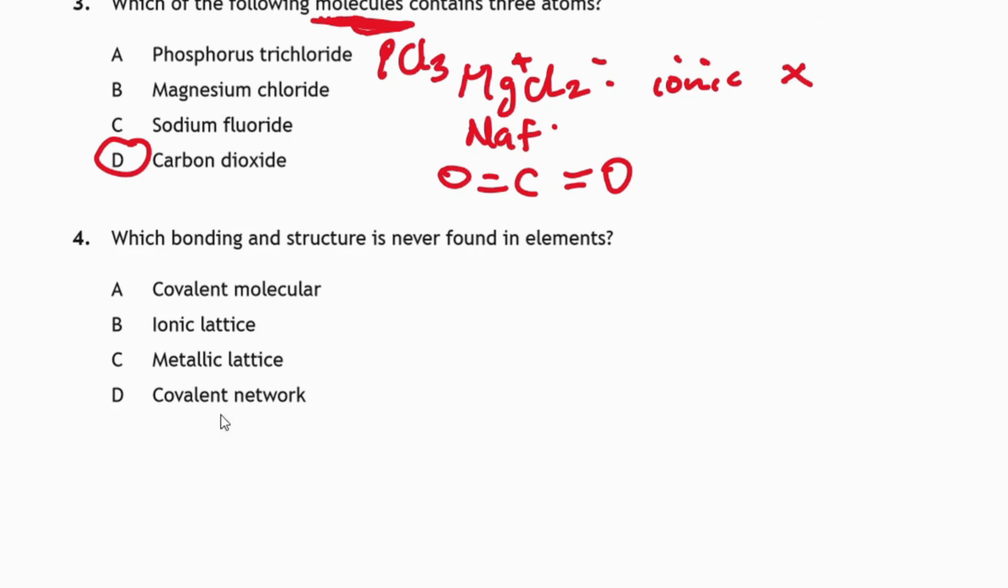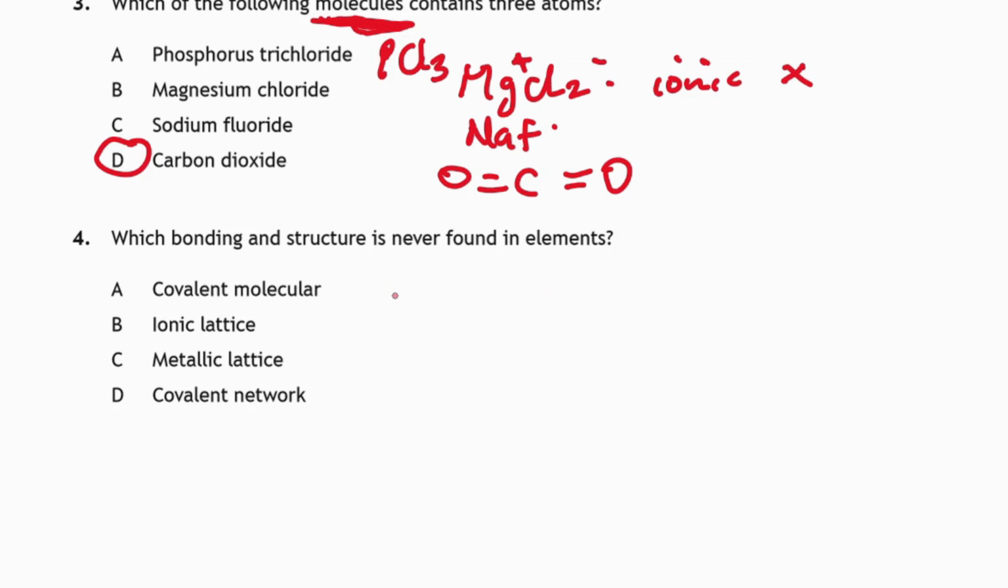And the fourth question is, which bonding and structure is never found in elements? This is where your knowledge of what ionic and covalent is will be tested.